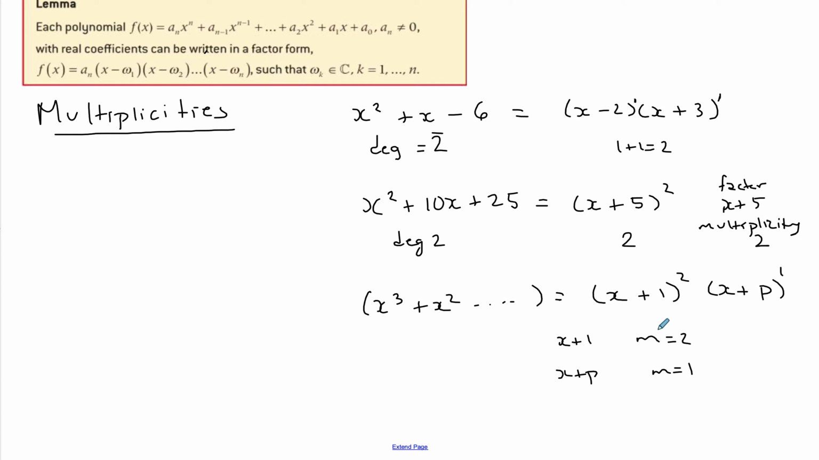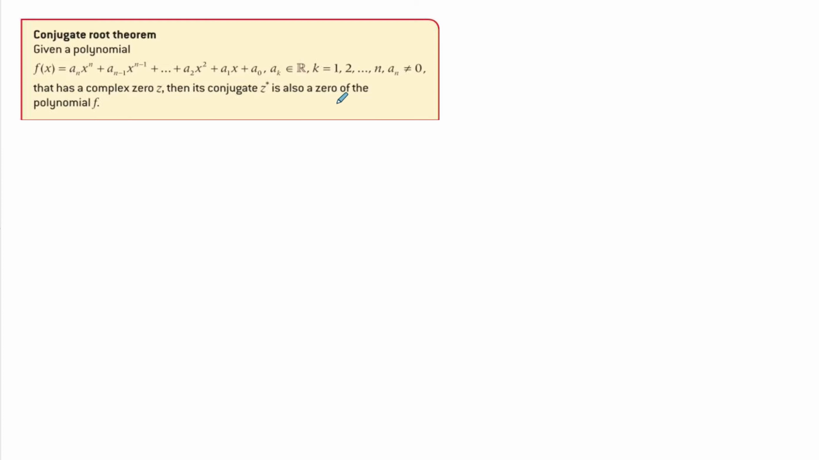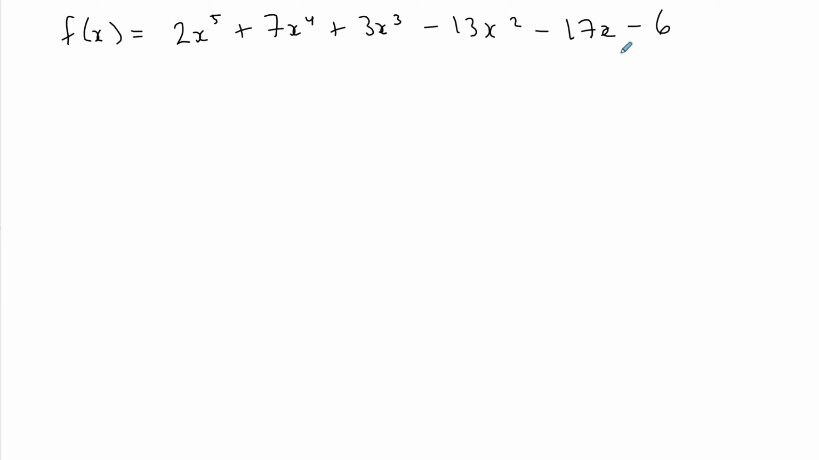So multiplicity just tells you how many times it repeats as a factor. Let me go through one example about this. Say I have f of x equals 2x to the power of 5 plus 7x to the power of 4 plus 3x cubed minus 13x squared minus 17x minus 6, quite a long polynomial.